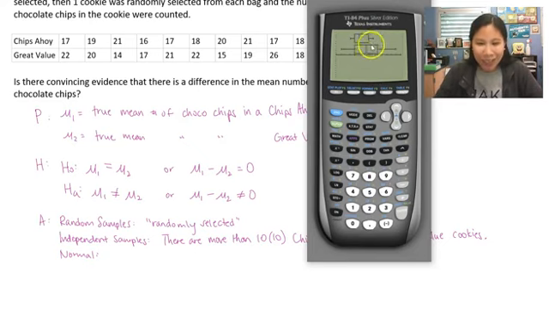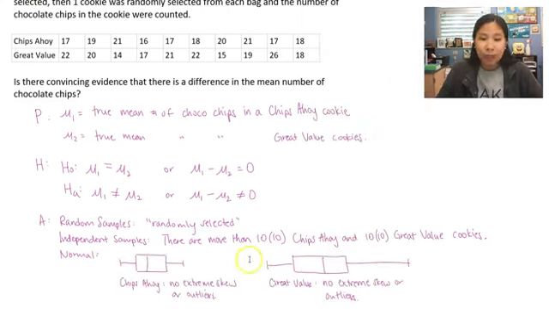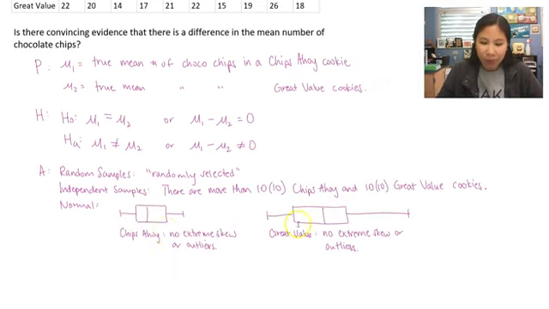Here are my 2 graphs. So remember, the top one was Chips Ahoy, the bottom one was Great Value. I just want to sketch each of those out, and remember, I need to tell my audience that there's no extreme skew or outliers, but they have to see that graph, otherwise how will they know? All right, next we want to make sure that we name our test.